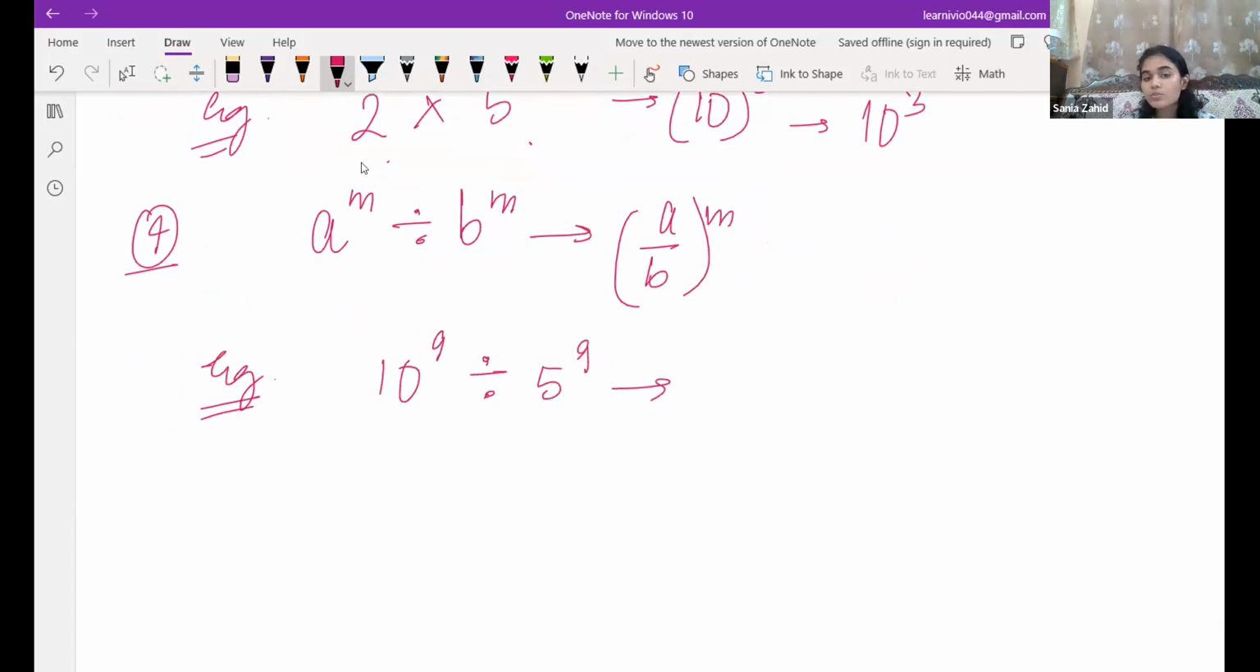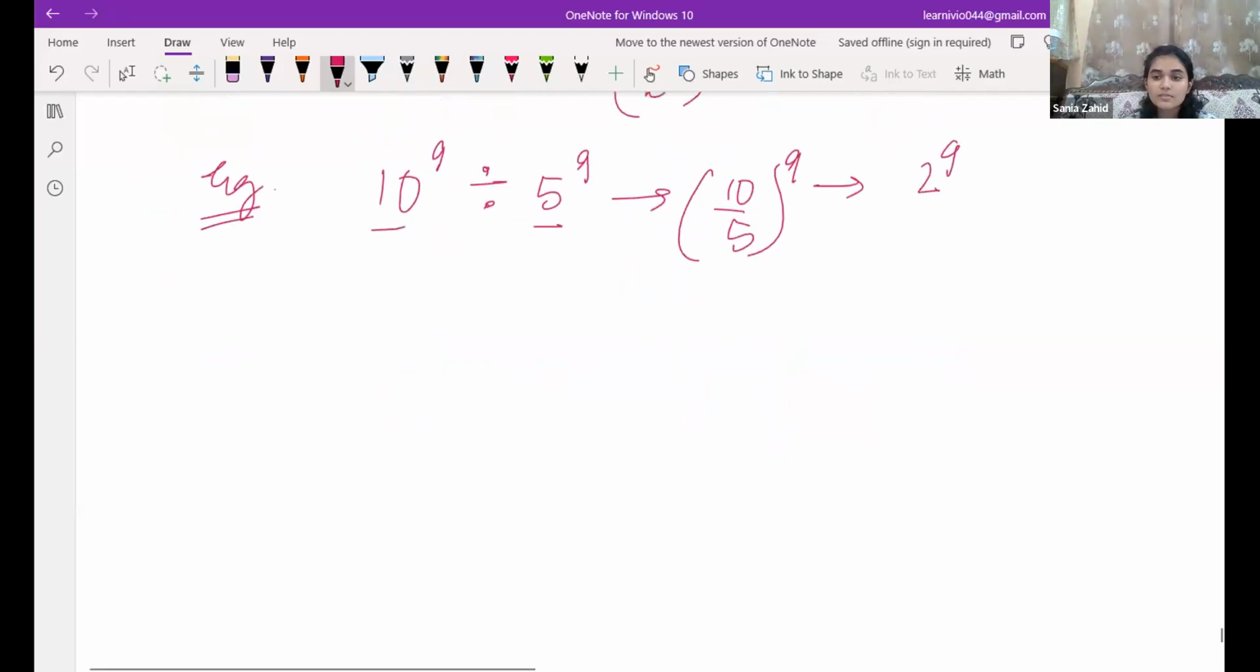They say solve it. So what you will do, you say, okay, it's different bases with the same powers. So you solve the base. What is 10 divided by 5? 2. And you put the whole power as 9. So your answer is 2 to the power 9. Okay. Children, are you understanding? Yes, mom.